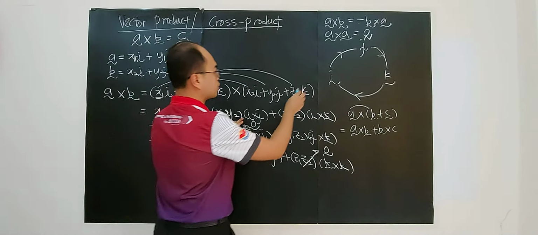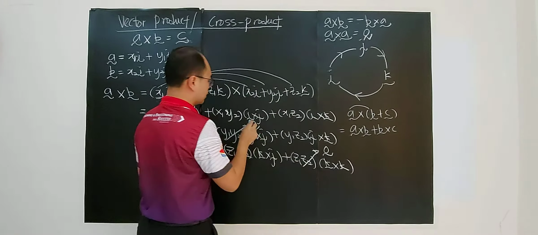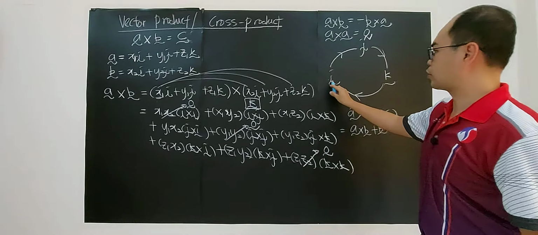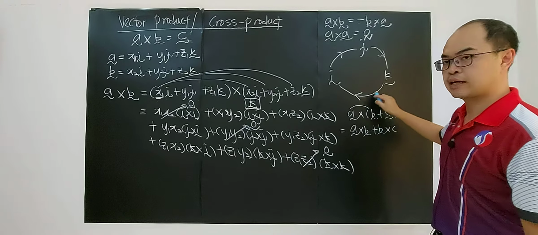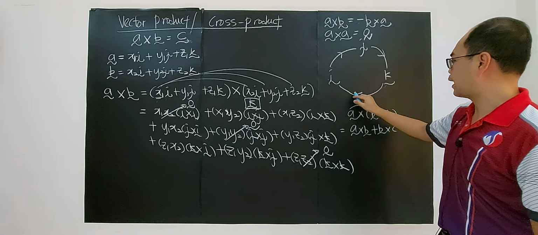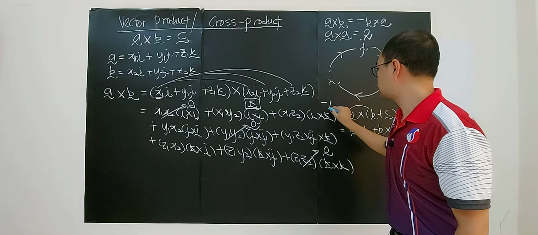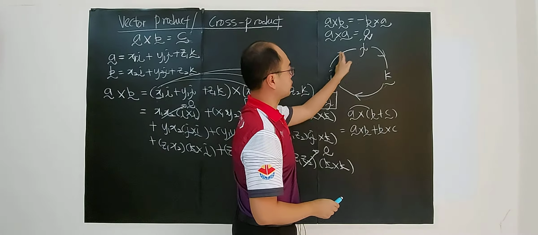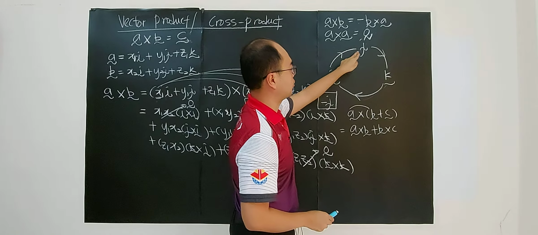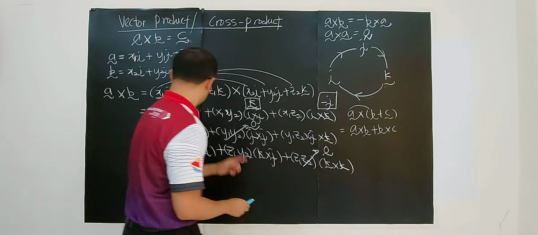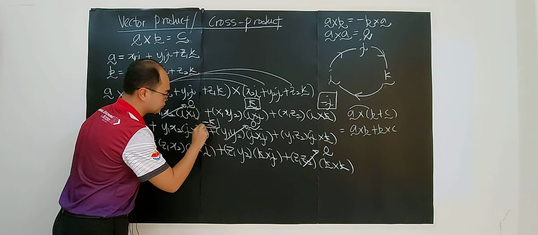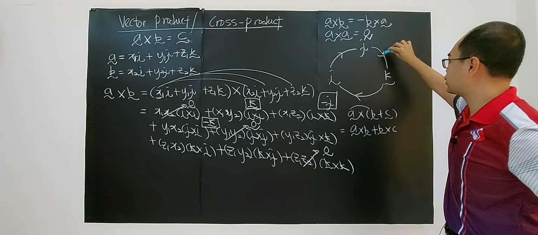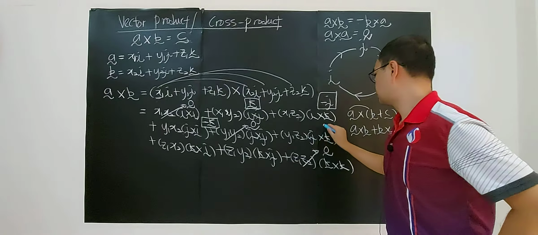Now I'm going to simplify again. Try to look at this: i cross j gives k, from the result just now. And i cross k is the anti-direction of the arrow. This is the way I memorize: i cross k, against the arrow, produces negative j. Then j cross i is against the arrow, counterclockwise, so you get negative k. And j cross k, you follow the arrow, clockwise, so you get i.